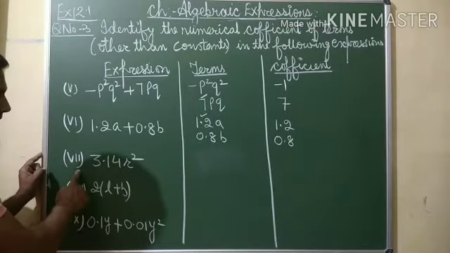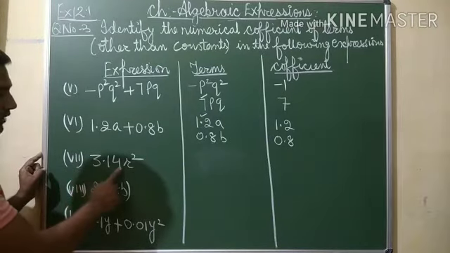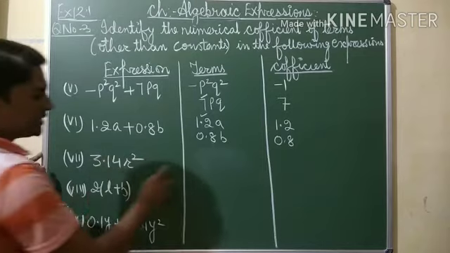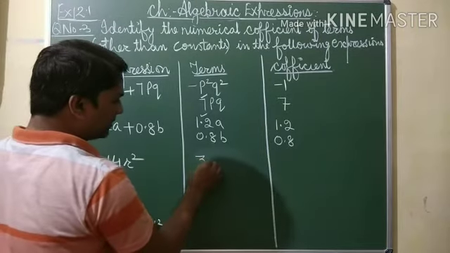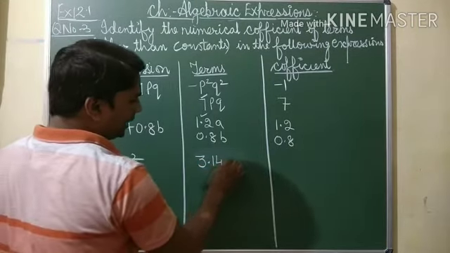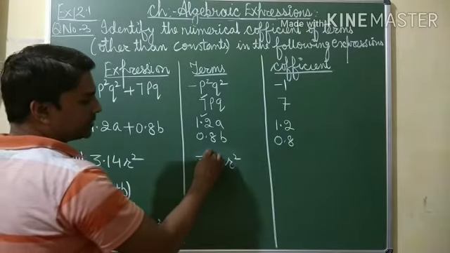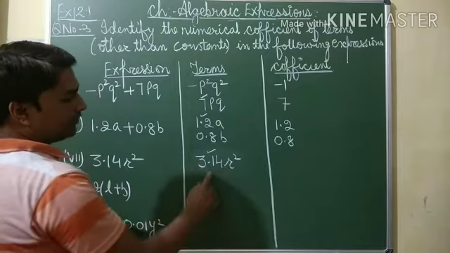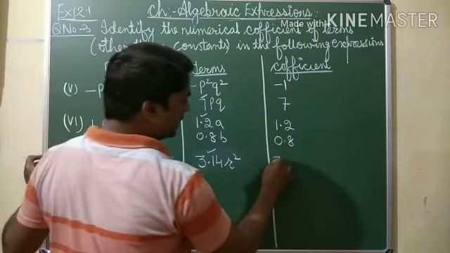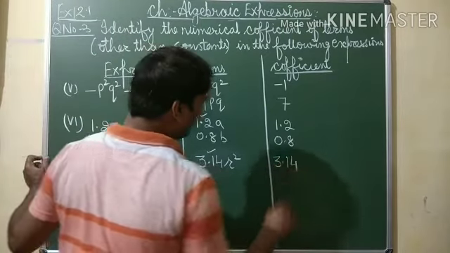Next, 7th part, the expression is 3.14 r square. Since this expression contains only one term, that is 3.14 r square, and the numerical factor of this term is 3.14, therefore the coefficient of this term is 3.14.